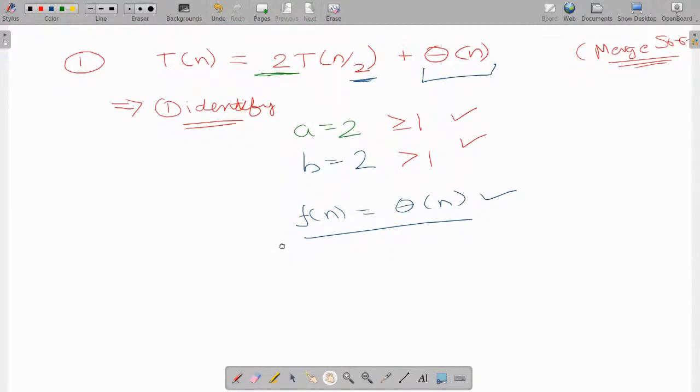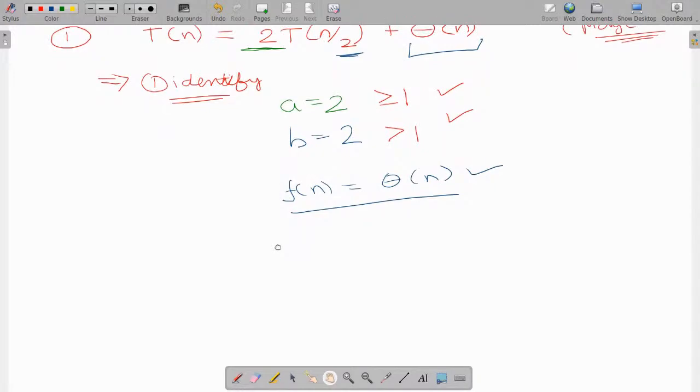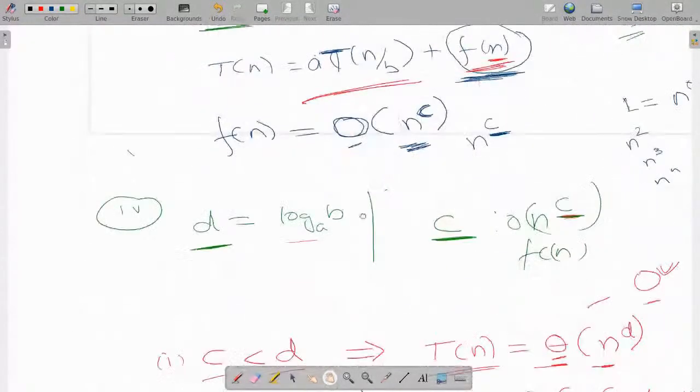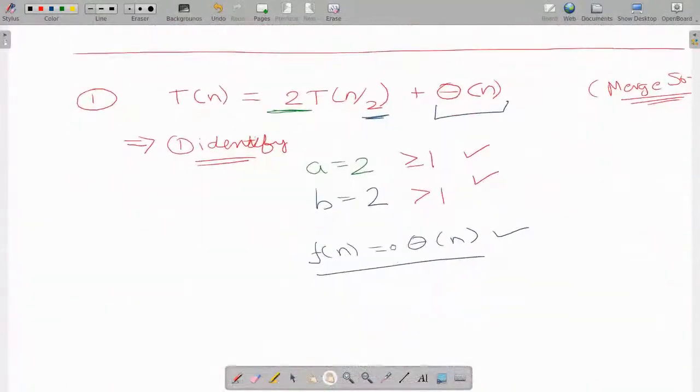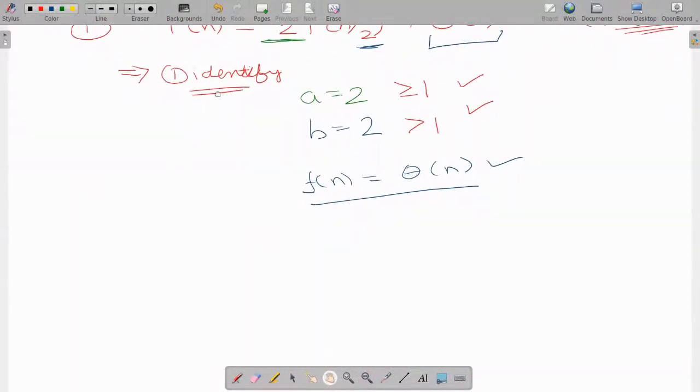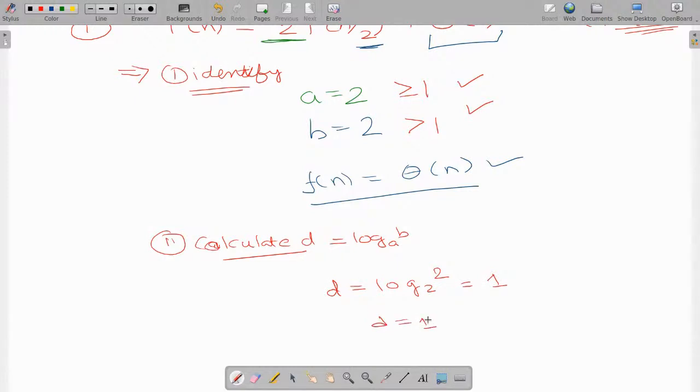What was the second step? The second step was calculation of d as log of a base b. Now we calculate our d. What is our d here? The d here is log of 2 base 2, and it comes out to be 1. Our d is 1.